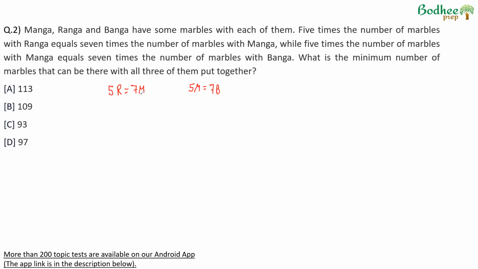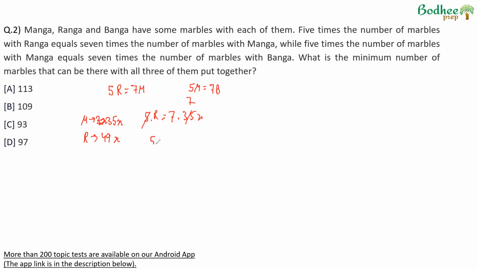Now, if we take M as 35x, why am I taking M as 35x? Because it will be divided by 5 here, and here it will be divided by 7. So, assuming that M is 35x, 7 fives are 35, we can write 5 into R is equal to 7 into 35x. 5 sevens are 35, so R becomes 49x. 7 sevens are 49.